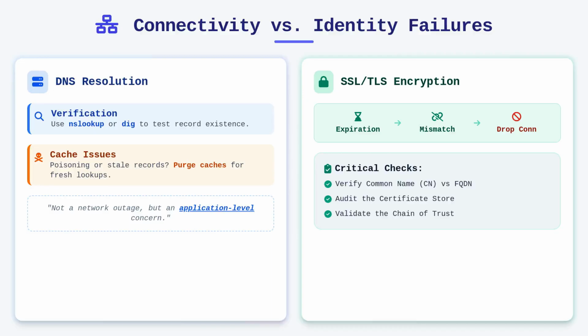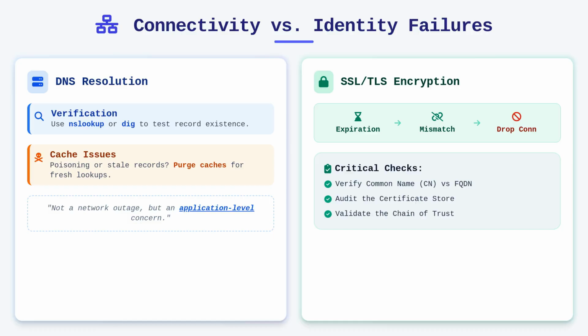Name resolution failures often masquerade as network outages, yet they are strictly application-level concerns involving the DNS hierarchy. When users or services cannot resolve a hostname, the first step is to query the DNS server directly using nslookup or dig to see if the record exists and if the server responds in a timely fashion. Furthermore, cache poisoning or stale records can lead clients to incorrect IP addresses, necessitating a purge of the local or server-side cache to force a fresh lookup.